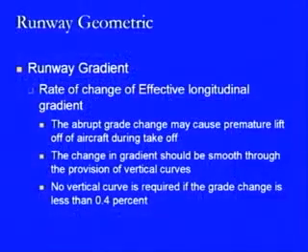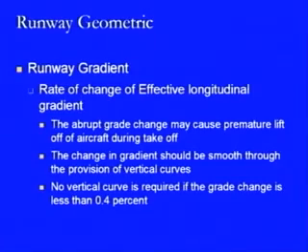Another case is that if this change in the gradient is not smooth, then it is going to create a problem. So what we need to do is provide vertical curves, as we have done in the case of railways, or as we do in the case of highways also. The provision of vertical curves is one way by which we can try to reduce such effects.